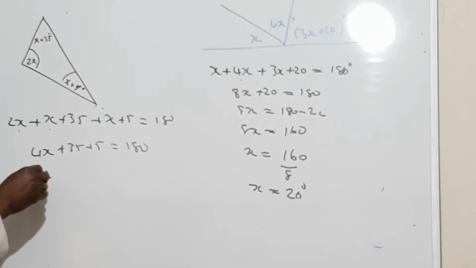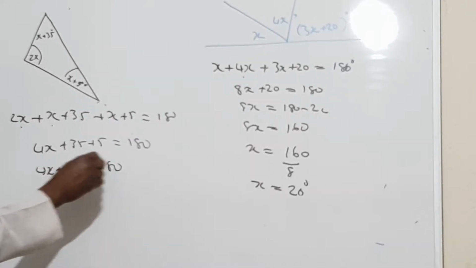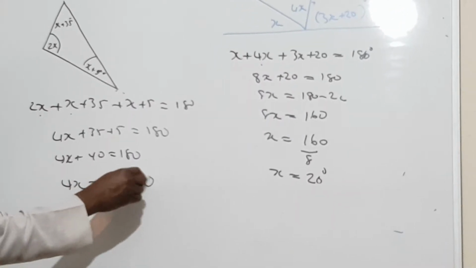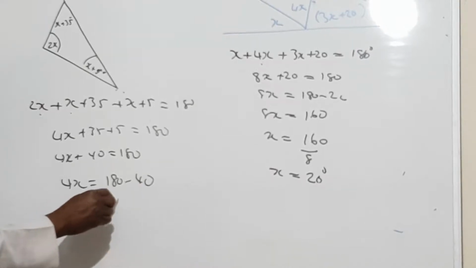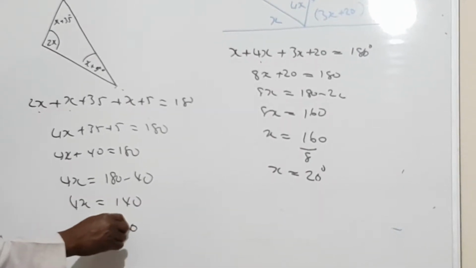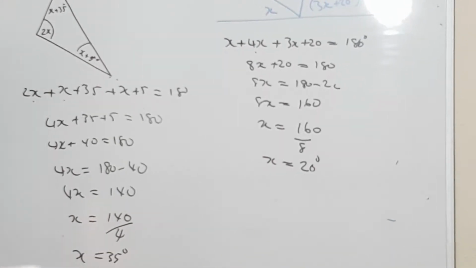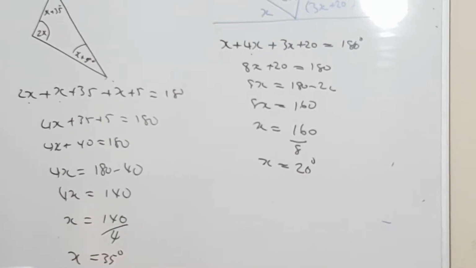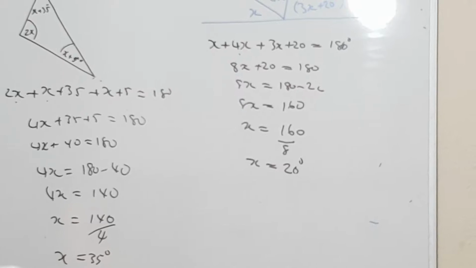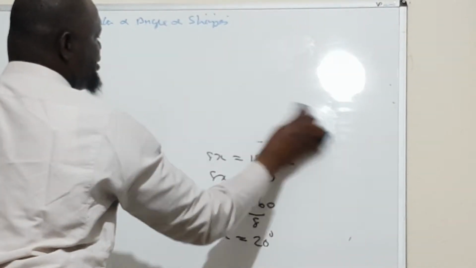4x plus 40 is equal to 180. 4x is equal to 180 minus 40. 4x is equal to 140. X is equal to 140 divided by 4, and that is x is equal to 35 degrees. Simple. Now let's look at the last one on this.